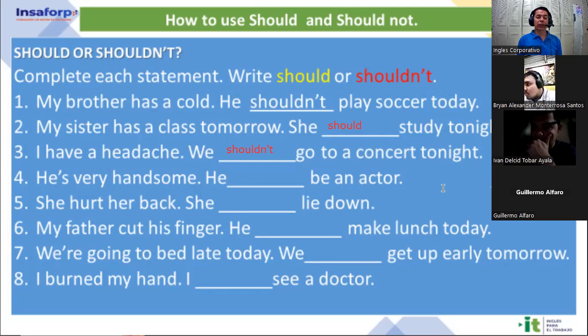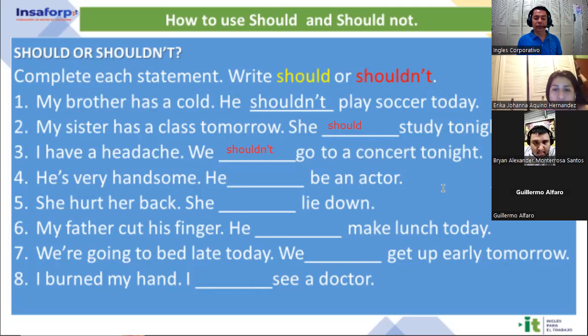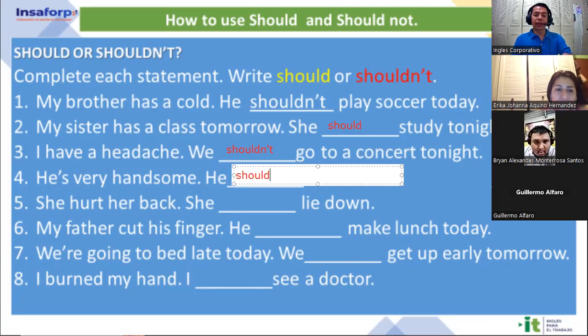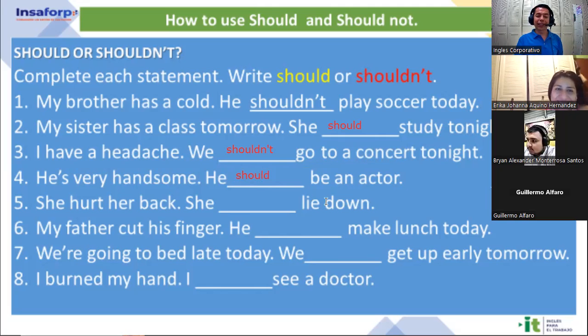Number four. He's very handsome, very, very beautiful, very attractive. And he's very handsome. He should be an actor. He should, right? Es todo un kinflick, right? So he should be. Okay. Now, number five, please. Who's next?